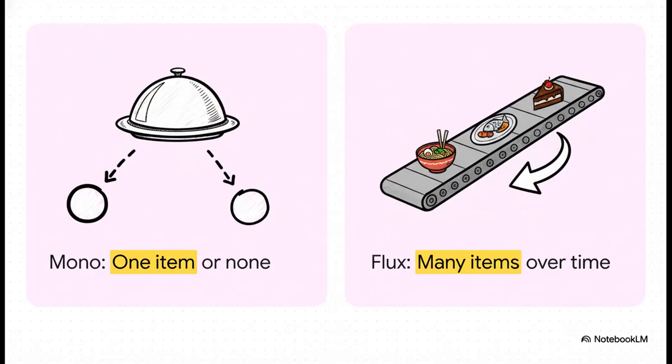Now, when we get into the actual code, specifically in Java's Project Reactor, this data stream comes in two main flavors. You can think of a mono as a single order, like a customer just asking for the bill. You expect one thing back, or maybe nothing at all. A flux, on the other hand, is like a whole dinner experience for a table. Appetizers, drinks, main courses, desserts. It's a whole sequence of items that show up over time.